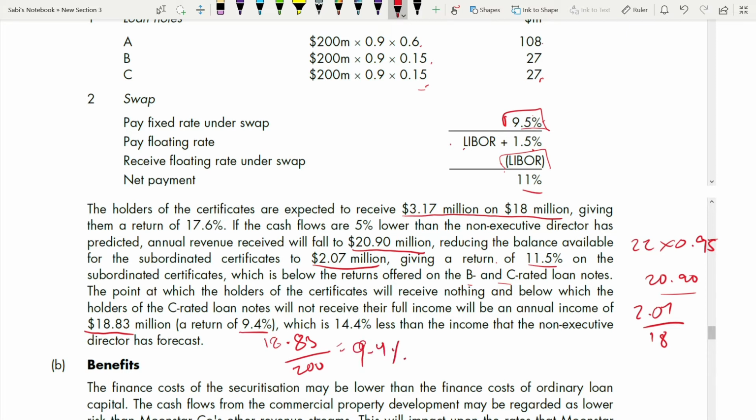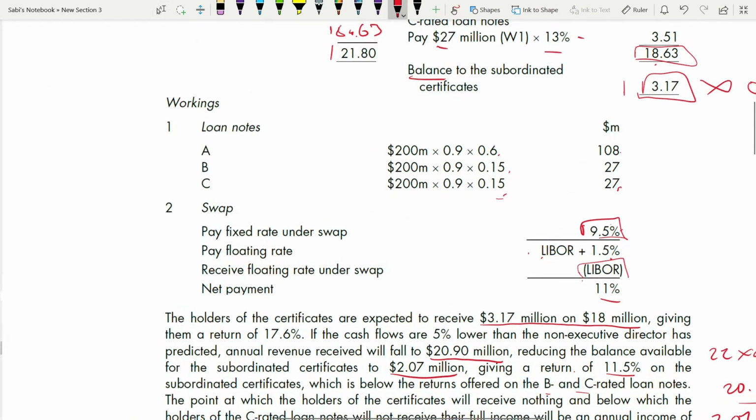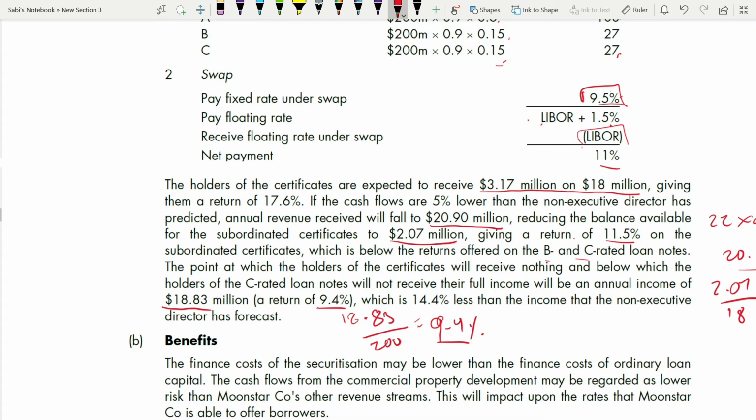If you see that the return has fallen down from what? 11.5. I'm sorry, 17.6, right? Just check the return now. It is 11% here. Now it is 9.4. It fell down. So before they told that there will be a 5% reduction, right? Cash flow will be 5% lower. So with that 5% and this 9.4%, total is 14.4%. So they are saying which is 14.4% less than the income that the non-executive director has focused on, right?